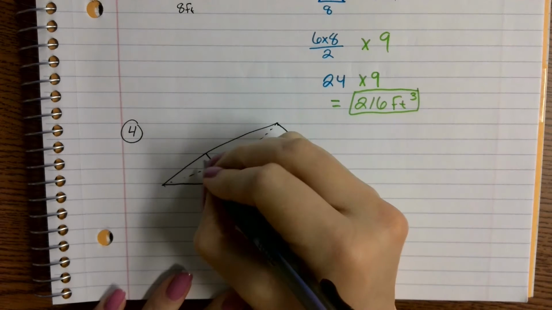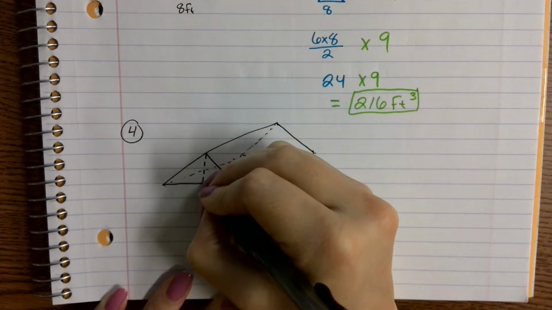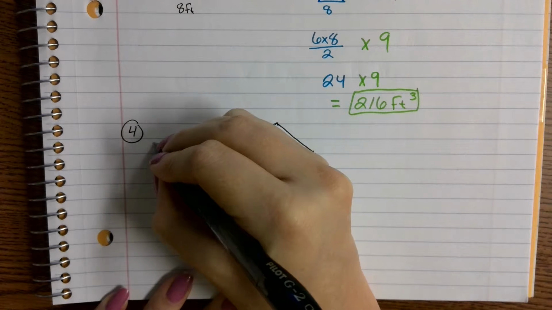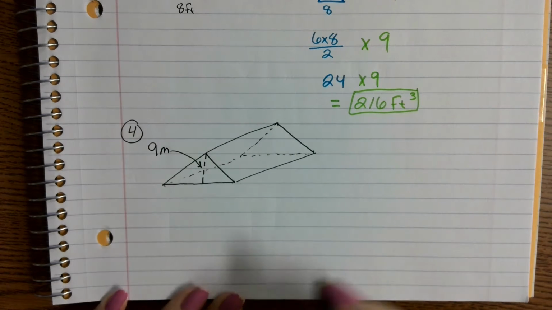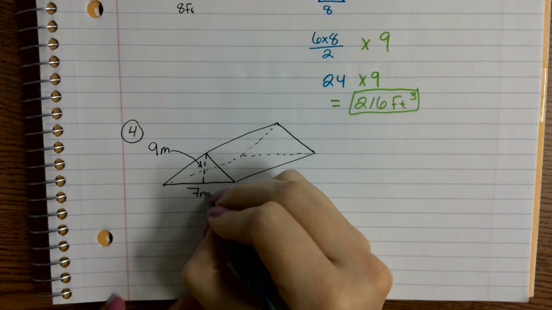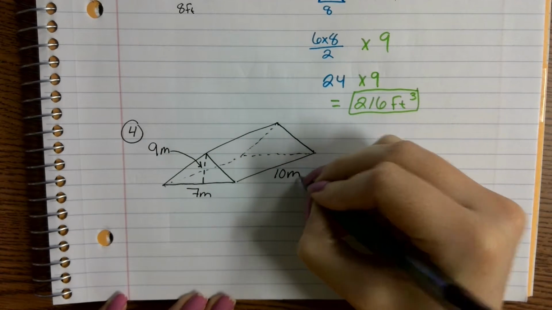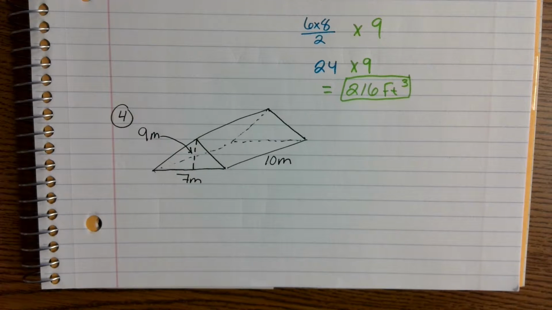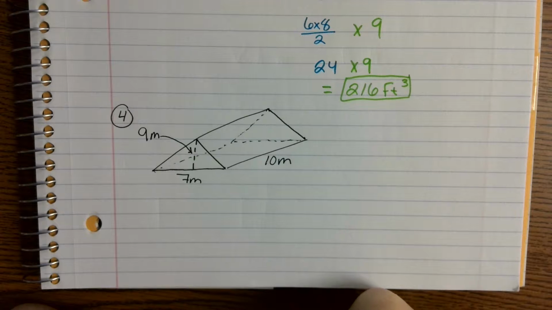And I'm going to let you know that this measurement right here is 9 meters. This measurement is 7 meters, and this measurement is 10 meters. Go ahead and find the volume for that triangular prism.